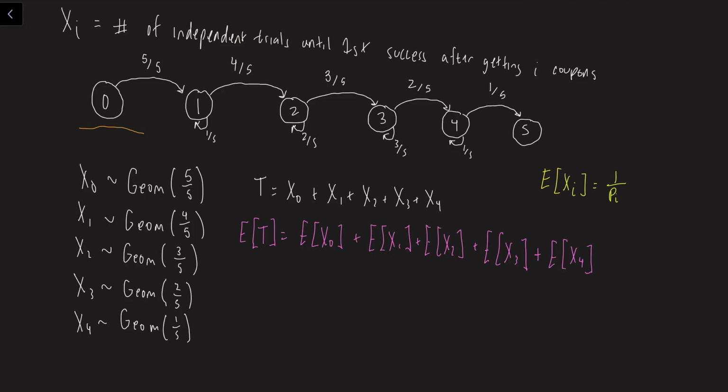This should be intuitive, right? Let's say we're at stage 4, where we've already seen 4 of the 5 coupons. So we have a 1/5 probability of getting to stage 5. On average, that should take us 5 tries, right? Say we're flipping a coin, we have 1/2 probability. On average, to get a success that we want, it's going to take us 2 tries.